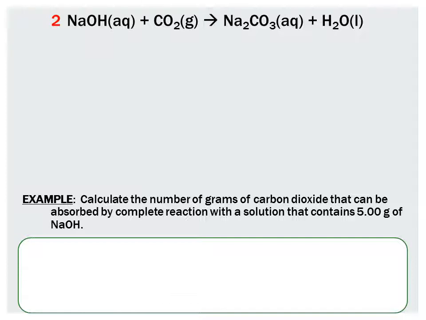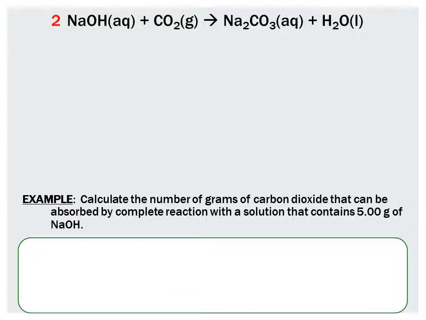I have 2 oxygens here plus another 2 oxygens here. That's 4. On this side, I have 3 oxygens plus 1. That's 4. My oxygens are good. I have 2 hydrogens, 2 hydrogens. My hydrogens are good. I have 1 carbon and 1 carbon. All right, I have a balanced equation.